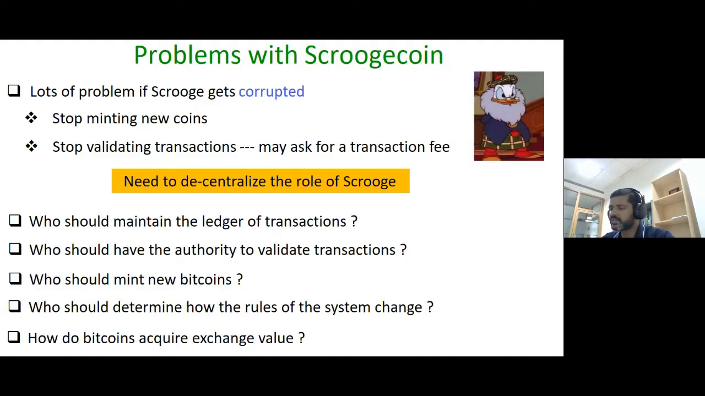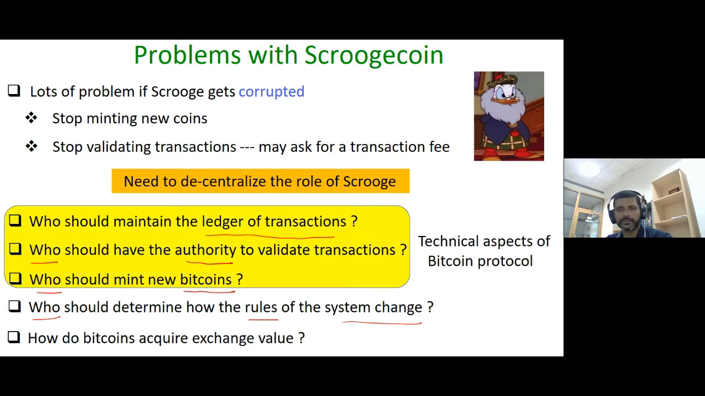So as I said, there are lots of problems in Scrooge coin. We have to decentralize the role of Scrooge. And when I say decentralize the role of Scrooge, we have to get answers to the following questions. If there is no centralized Scrooge in the system, then who should maintain the ledger of the transactions? Who should have the authority to validate new transactions? Who should mint new coins? Who should determine how the rules of the system change? And how do Bitcoins acquire exchange value? So these are the questions that we now have to answer if we want to decentralize the role of Scrooge.